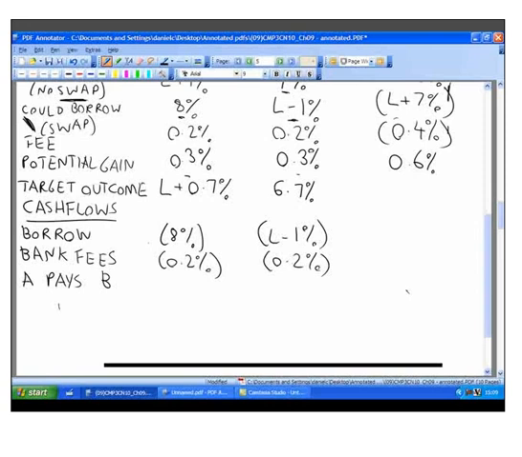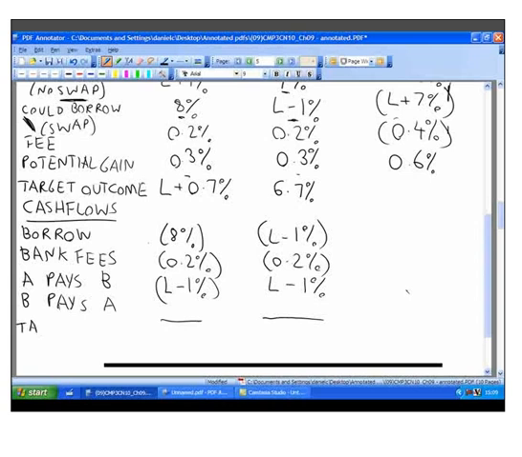We now only have one step to work out. We have to work out what B pays A in order to make the swap work. Well, the amount that B pays A needs to leave us with our target outcome. And we know what our target outcome should be. It should be A paying LIBOR plus 0.7 and B paying 6.7% interest. Now the simplest way to work this out is to look at B. B is paying LIBOR minus 1% and is receiving LIBOR minus 1%. So those two net off.